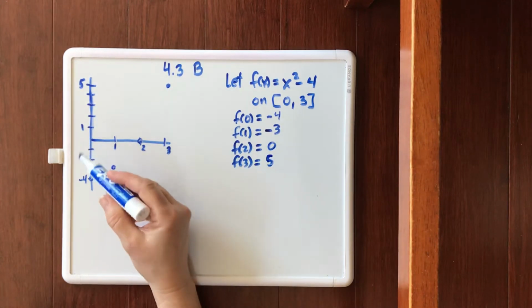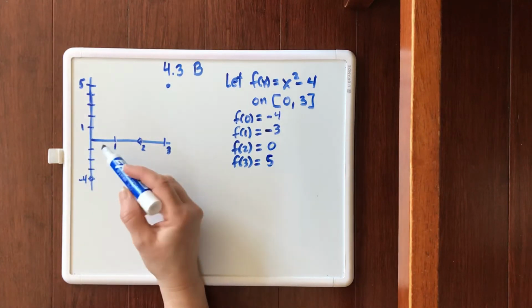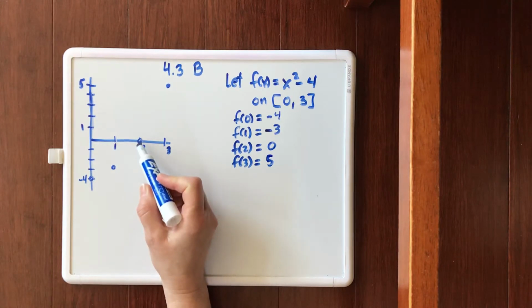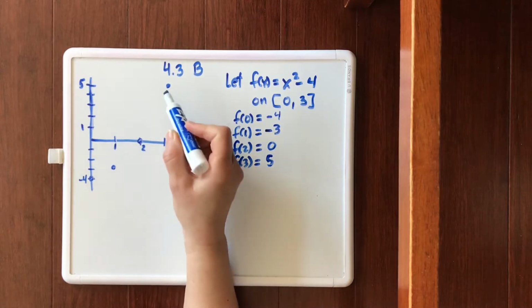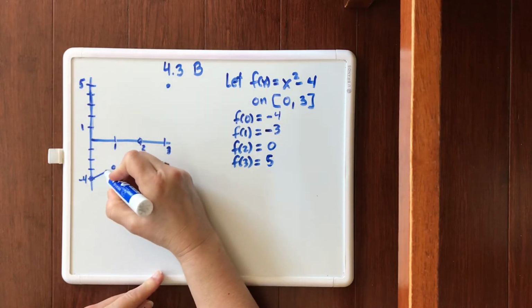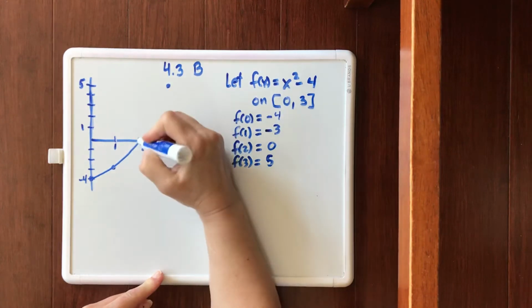F of 0 is -4. F of 1 is -3. F of 2 is 0. And F of 3 is 5. Okay, so let's draw the graph. Go through the points.